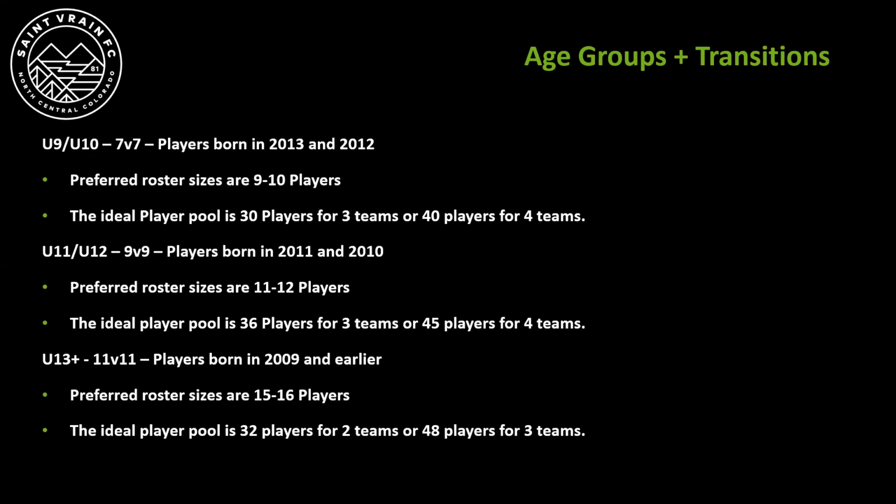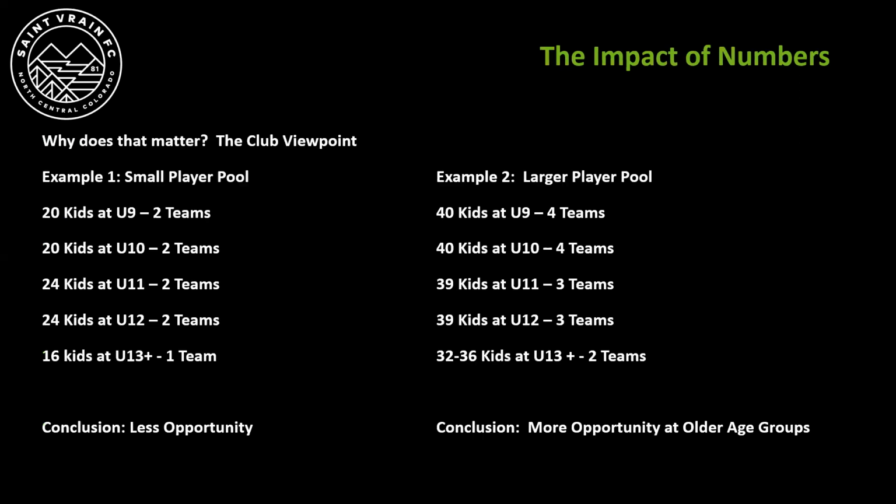And at under 13, this is when players move to 11v11 or the full-sided field. This is kind of when we start to see what the adult game actually looks like. This is players born in 2009 and earlier for this coming fall of 2021. The preferred roster sizes here are 15 to 16 players. Again, there's a little bit of wiggle room based on opportunity, availability, and ability of players. The ideal player pool is 32 players for 2 teams or 48 players for 3 teams.